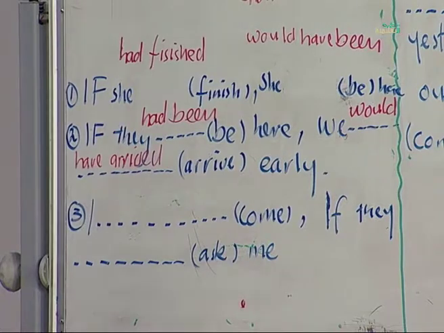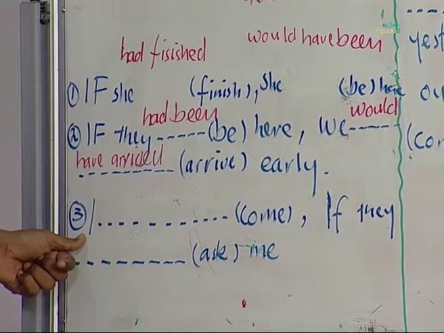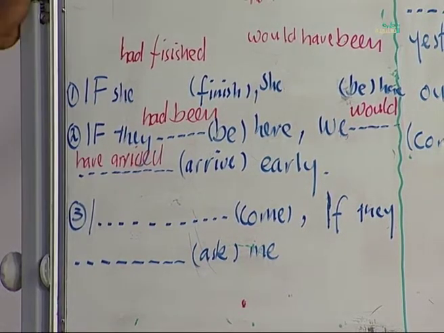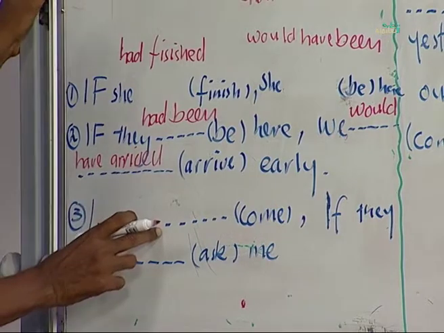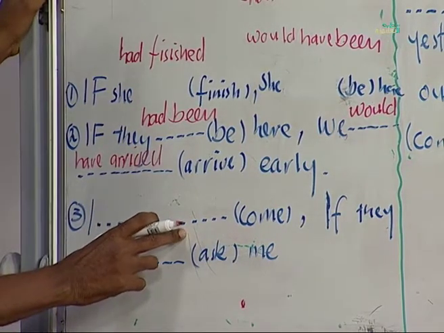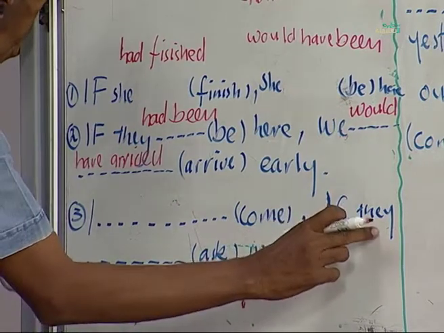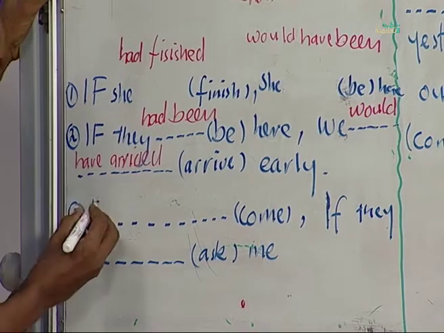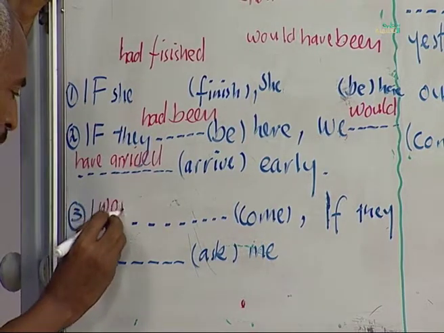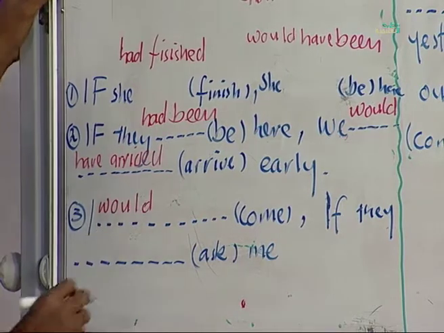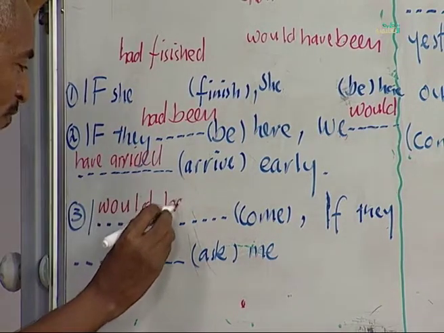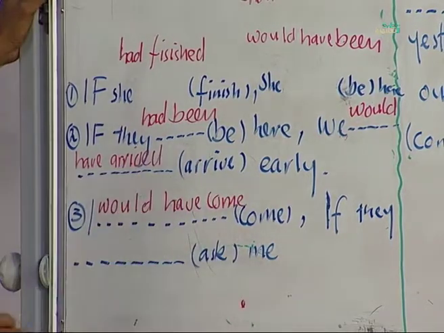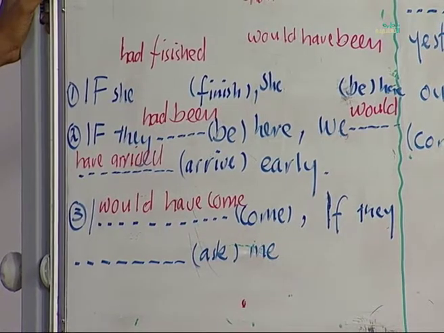Let us see the third example: I would have come if they had asked me. Here, as you see, we have the main clause, and the if clause comes after the main clause. This means that I would have come, which means I didn't come.